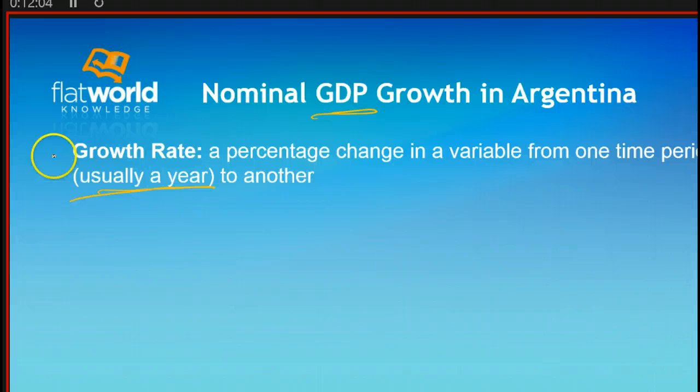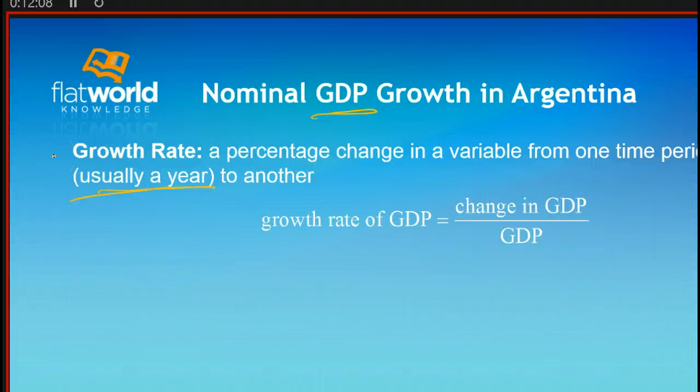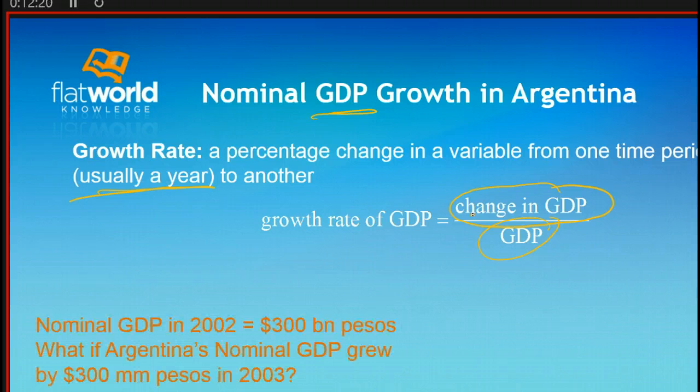And a calendar quarter is 3 months long, 1/4 of a year. Now, how do we do that in mathematical terms? Well, the growth rate of GDP would be the change in GDP from 1 year to another divided by the original year's GDP. So let's say that we've got Argentina.